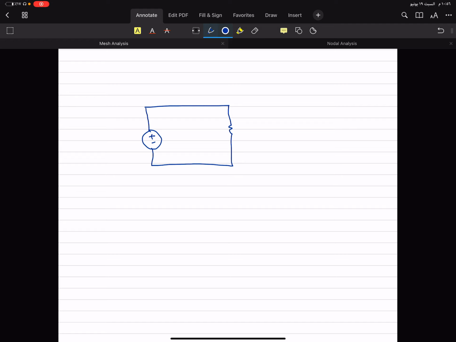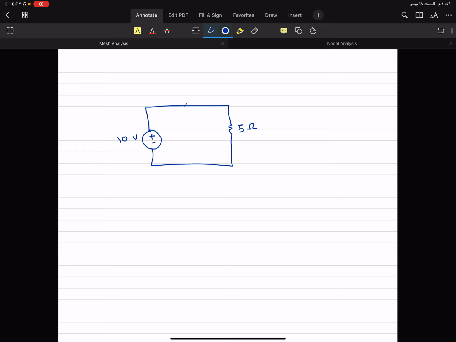If the circuit is like this, you don't have to use either the nodal analysis or mesh analysis. You can solve it directly. Of course, if you have the value of the battery, for example, it's 10 volts, and this one is 5 ohm, you can solve it directly without mesh and node analysis. You can find the current.